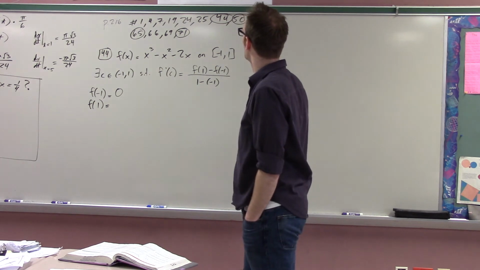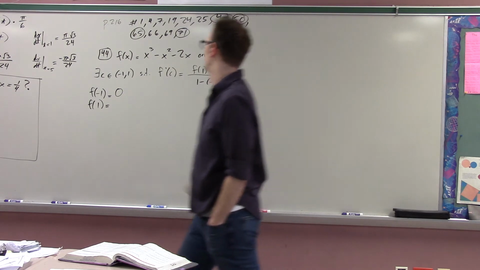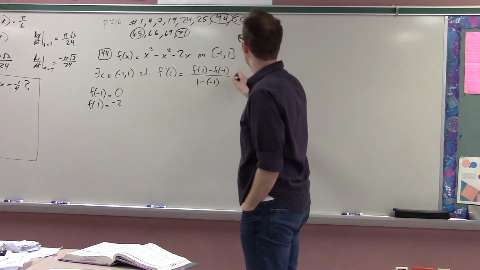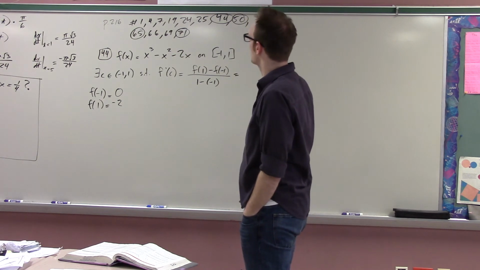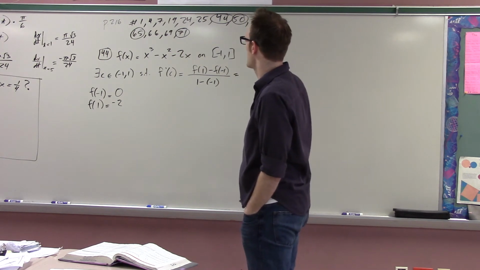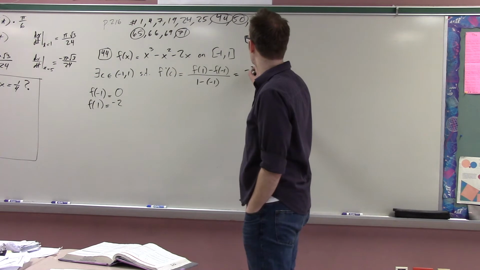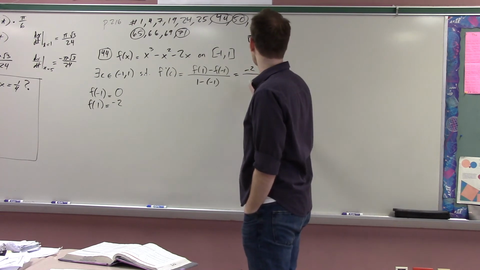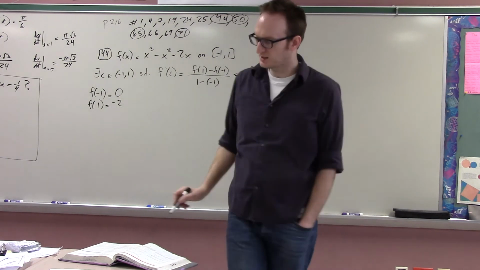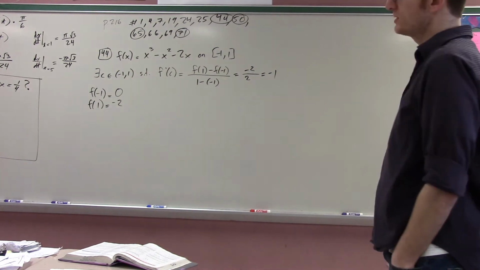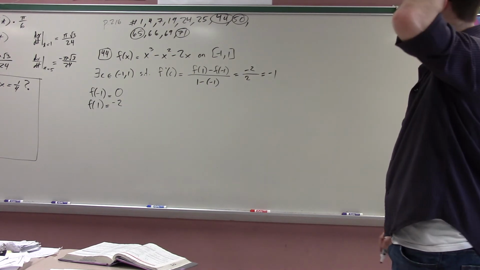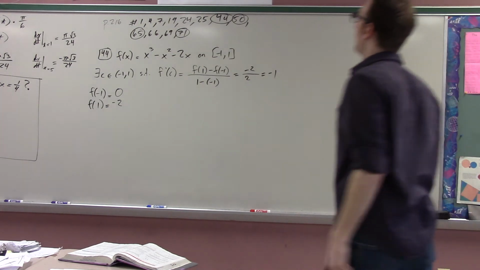1 minus 1, just -2, right? Okay, cool. So this says find when the derivative is -2 over 2. So basically, according to the mean value theorem, there's some place on this interval where the derivative is exactly -1.